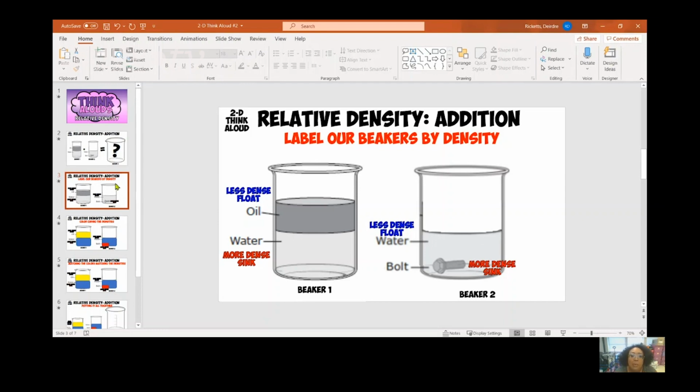So let's look at beaker number 1. The water is at the bottom, it's sinking, so it's more dense compared to the oil. Or another way of saying it is that the oil is floating on top of the water and it's less dense. Let's look at beaker number 2. The bolt has a greater density because it's sinking in the water, and the water compared to the bolt is actually floating on top of the bolt. It's less dense. So we've just labeled and discussed our densities in our 2 beakers. Now what's our next step?